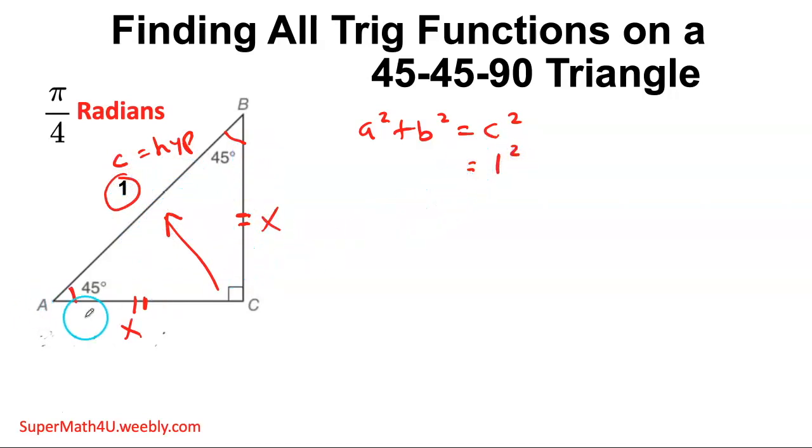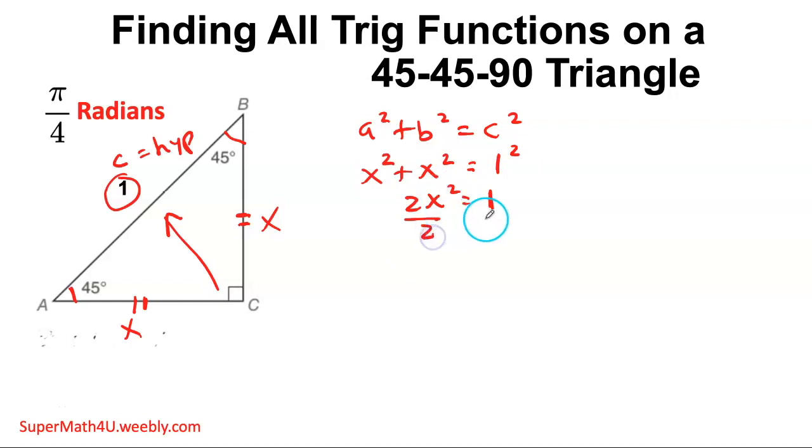The other two sides are equal because this is an isosceles triangle, same two angles, therefore those two are called legs and they're the same length. I call them x, so I have x squared plus x squared equals 1 squared. x squared plus x squared gives you 2x squared equals 1, right? 1 squared is 1.